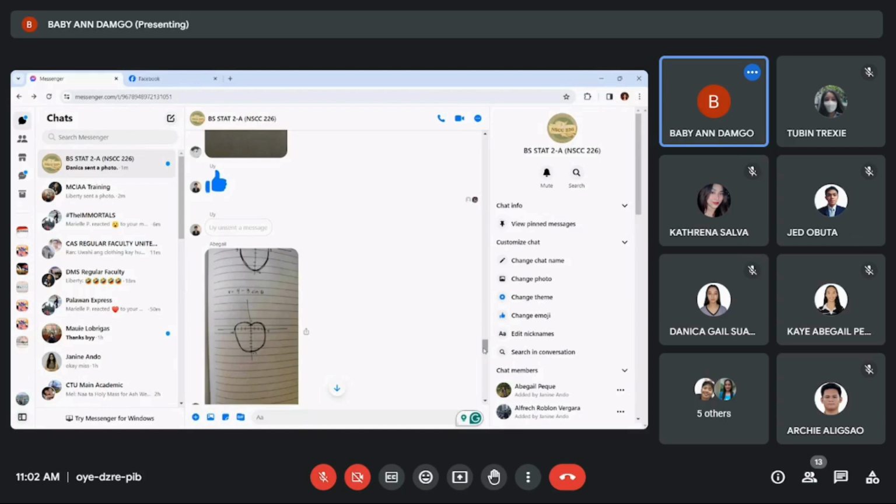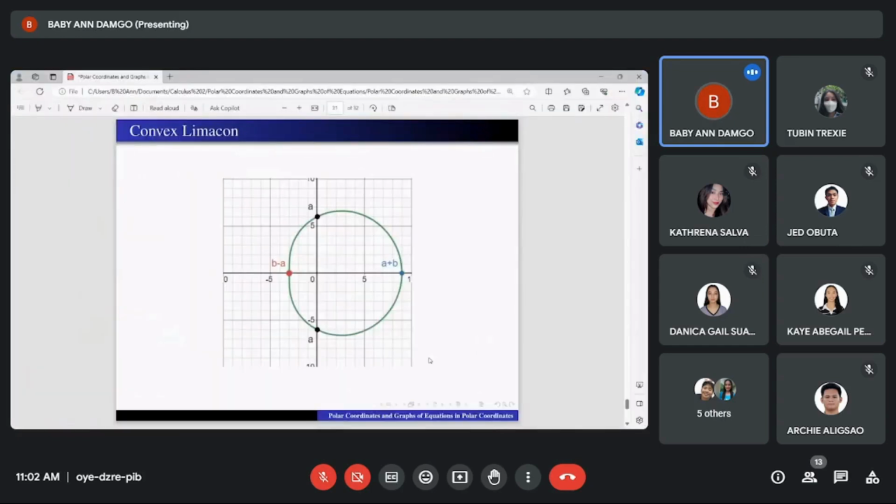Okay, so for Abigail, it's correct. For Oy, it's correct. For Chris, it's correct. Janine, correct. Mem, correct. Danica, correct. Okay, hopefully ma-perfect ang quiz. Sige, next. We have the convex limacon.